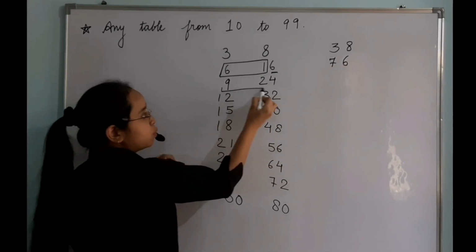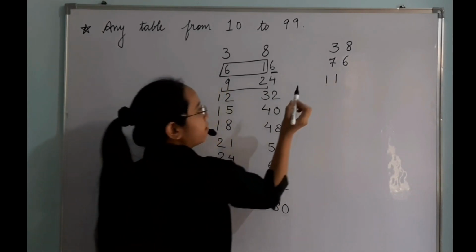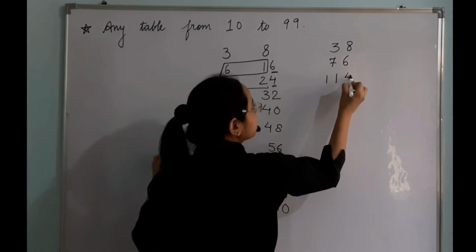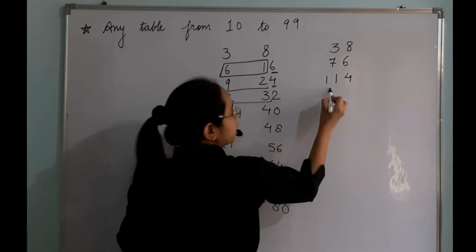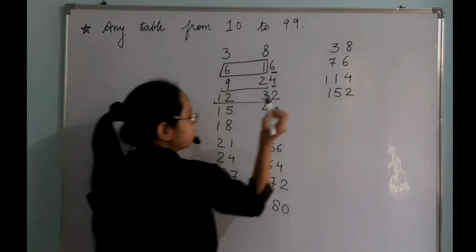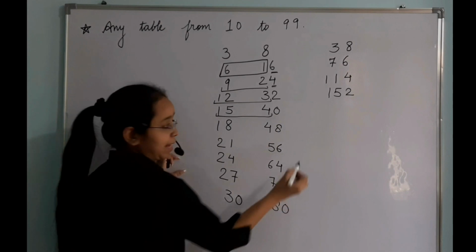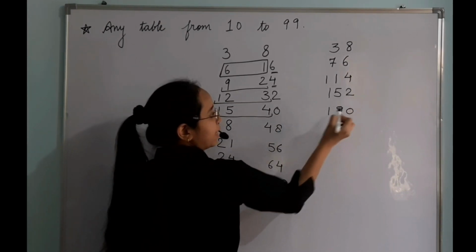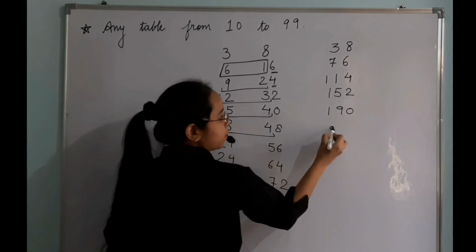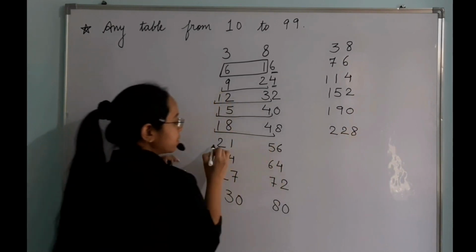Similarly, 9 plus 2 is 11 and write the last digit 4 as it is. 12 plus 3 is 15, last digit 2 as it is. 15 plus 4 is 19 and the last digit 0 as it is. 18 plus 4 is 22, 8 as it is.